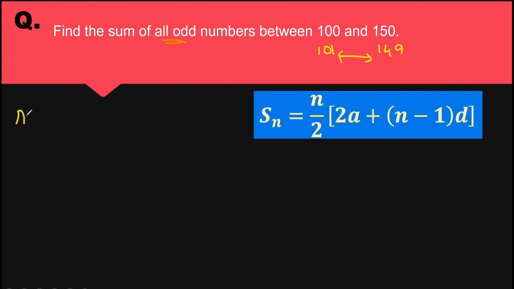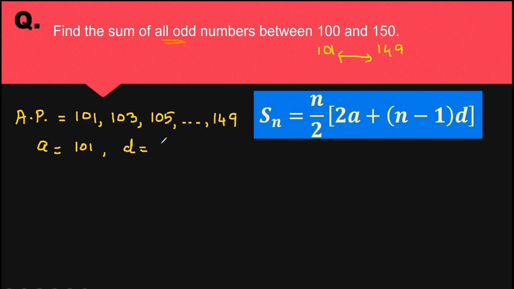So the required arithmetic progression in this question has first term 101, the next odd number is 103, next odd number 105, and it goes till the last odd number under the given condition, 149. So the first term a is 101. Common difference, since it is odd numbers, is 2. And the last term Tn or l is 149.